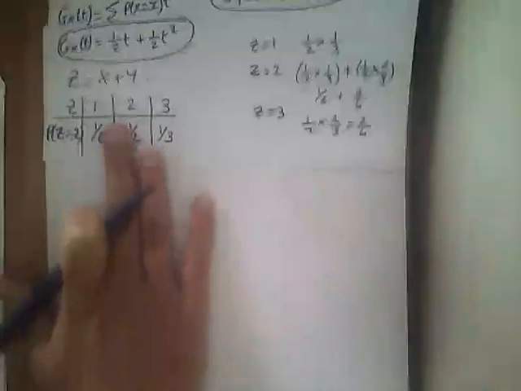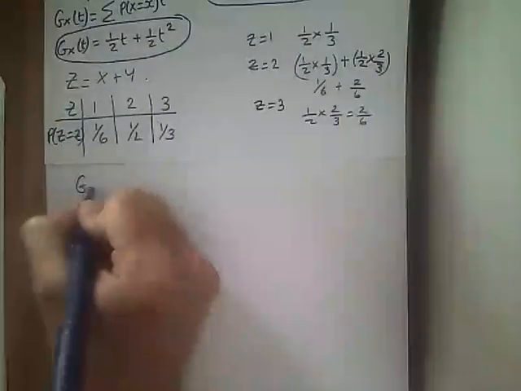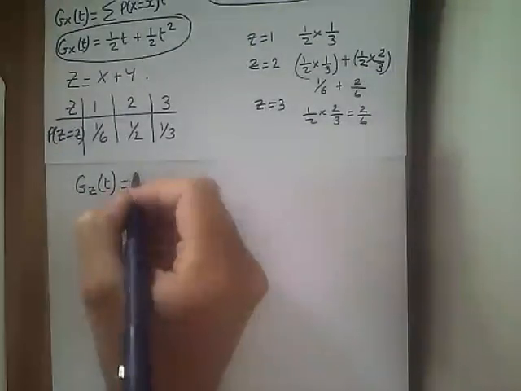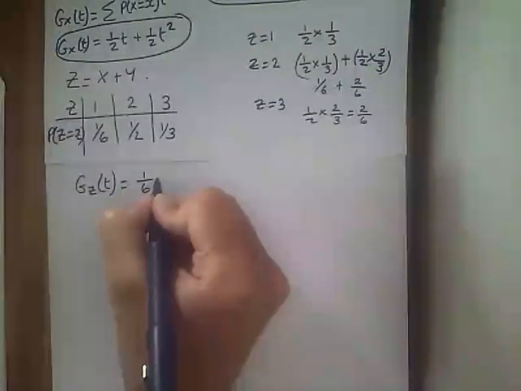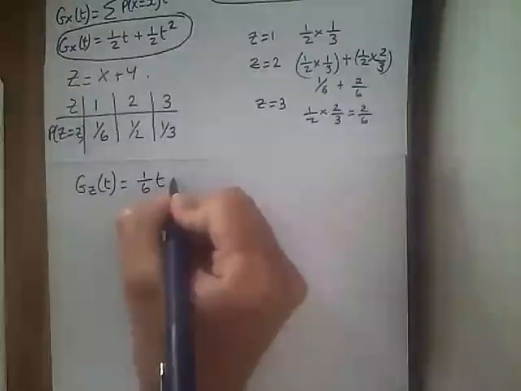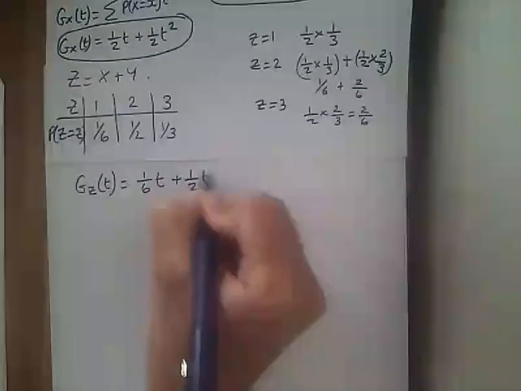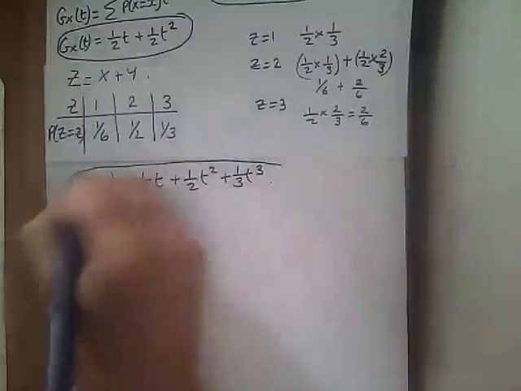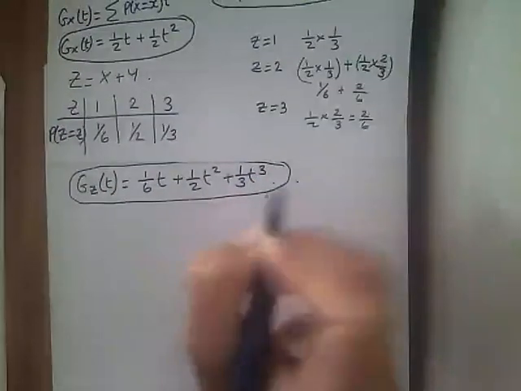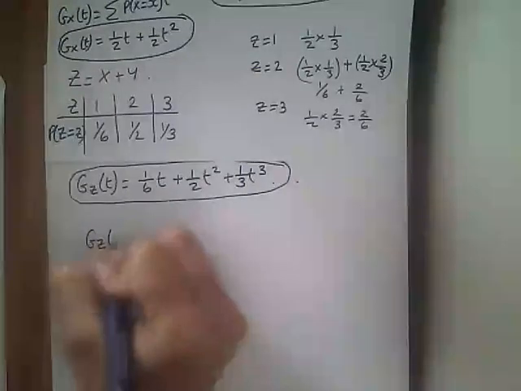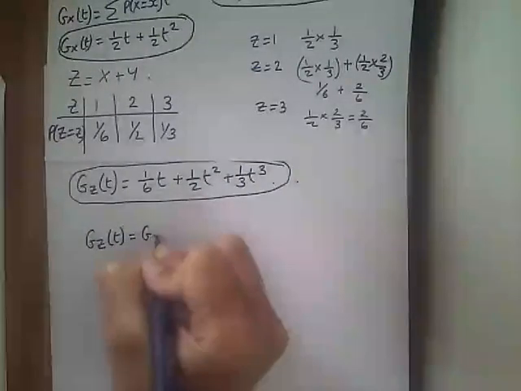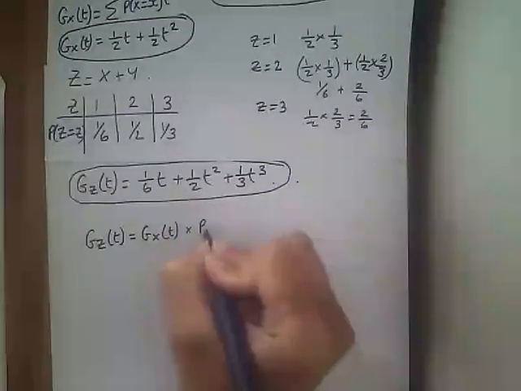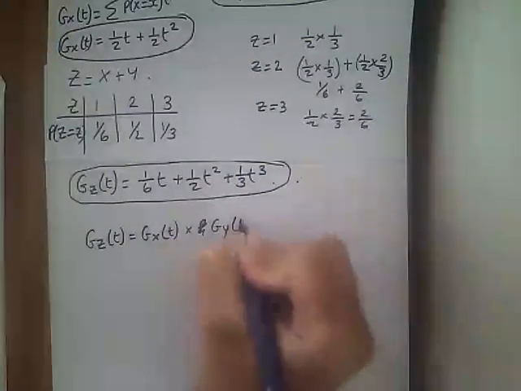Which means we can pull off what our PGF for Z is going to be. Our PGF for Z is a 6th t to the 1 plus a half t to the 2 plus a third t cubed. Now we're saying in this video that you can get this by doing the PGF of X times the PGF of Y, and it should give you the same thing.